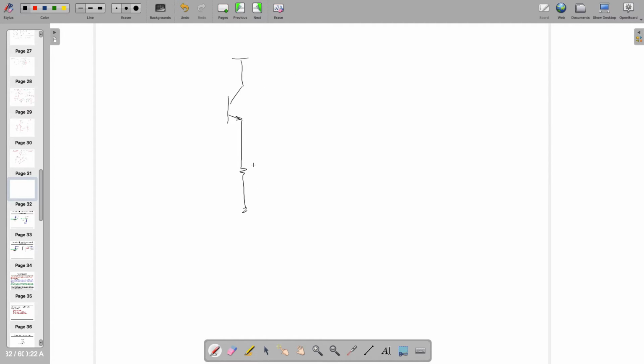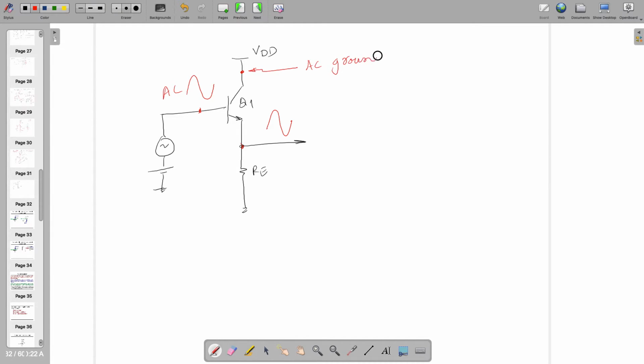Whereas in the case of this one, when you are doing such things, I am applying voltage here. So here it's AC, right? Here it's also AC. What about this one? Zero potential in AC, so it's AC ground. In that case, it has to be common collector because the collector is AC ground.